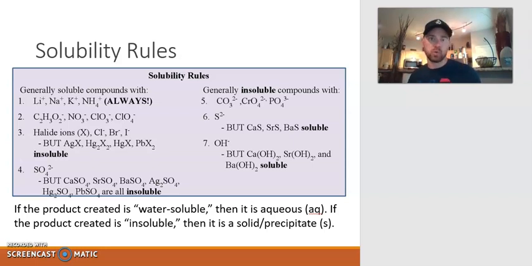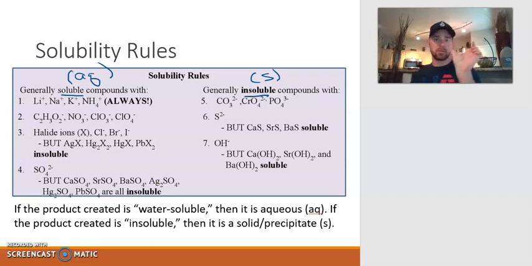There are 7 rules, and if you look at the 7 rules, they're divided into 2 categories. You'll see rules 1 through 4 on the left. This is going to fall in the generally soluble category. What soluble means is that it's going to dissolve in water. In other words, it's going to be aqueous. It's not going to be a solid. But if it's insoluble, that means it doesn't dissolve in water, meaning it's going to remain as a solid. And that means it's a precipitate.